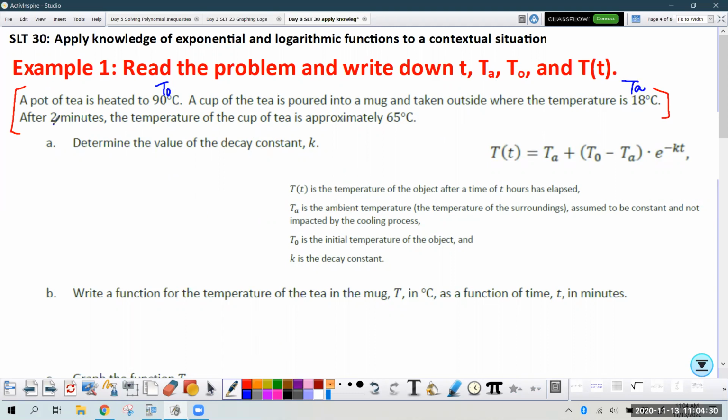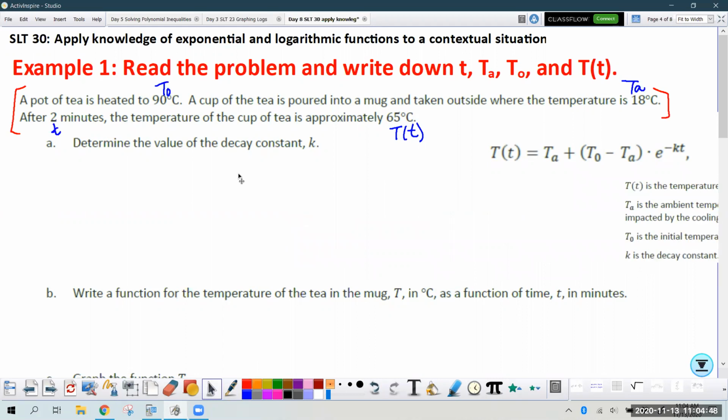2 minutes is our time, so that's t. And we want to know when the cup of tea will reach 65 degrees. So that is our T of t. That's the final temperature, the final temperature of the cup.